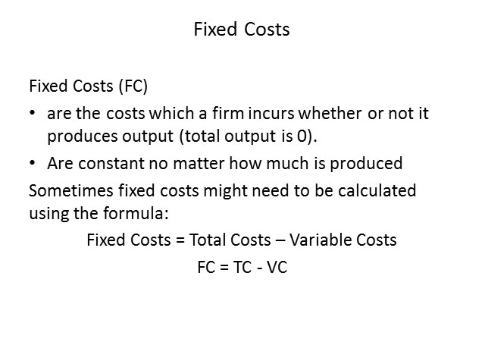Sometimes you might need to have a formula to figure out the fixed costs. The fixed cost is equal to total costs minus variable costs, or FC is equal to TC minus VC.